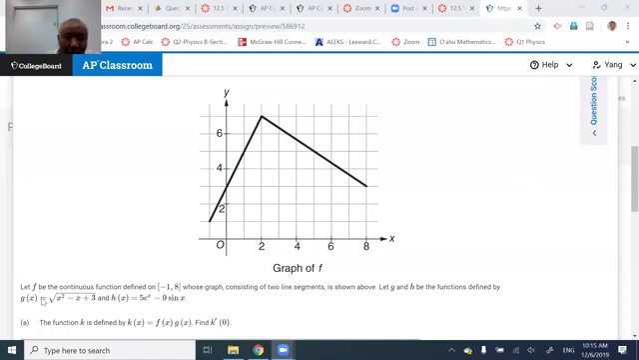Okay, let f be the continuous function defined from negative 1 to 8 here, whose graph consists of two line segments as shown above. Let g and h be the functions defined by this and this. This is another function. Now they ask, the function k is defined by this, find k'(0).